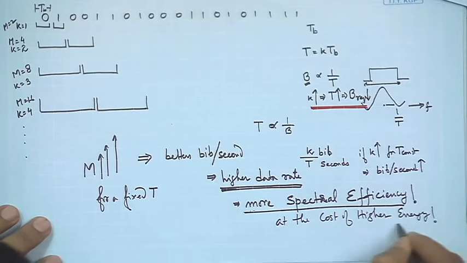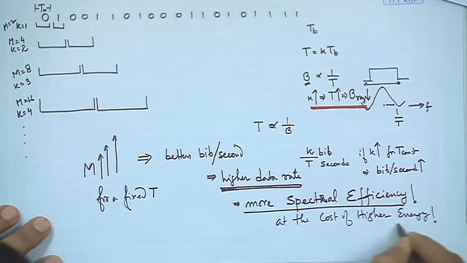So, initially we were discussing the choice of constellation. You can see that the choice of constellation depends upon another factor which we did not mention there, the bits per second. If you have a higher bits per second requirement, you would go for a constellation which is more efficient in terms of spectral efficiency.